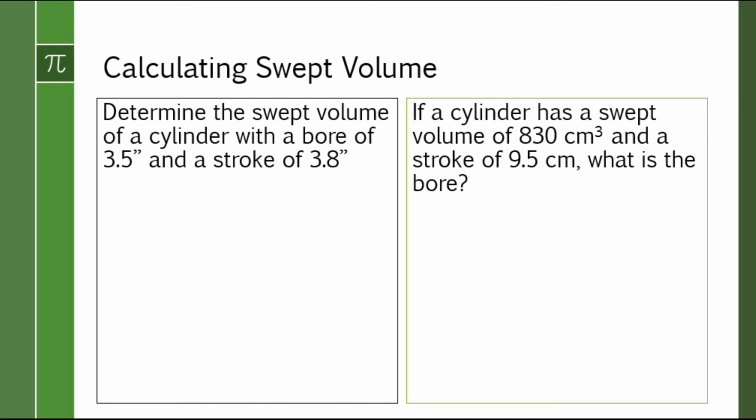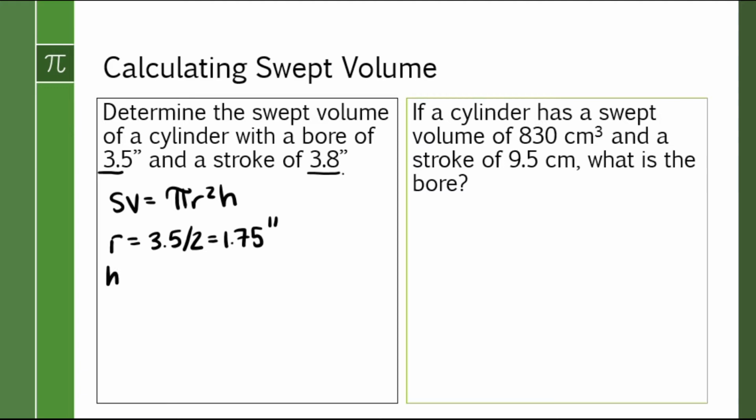So let's do some swept volume calculations, knowing what we know now. Determine the swept volume of a cylinder with a bore of 3.5 inches and a stroke of 3.8 inches. I'm going to say swept volume, but I'm going to put down pi r squared h because that's what I'm used to. I don't care which formula you used. I know that the radius is going to be the bore divided by 2, and that will be 1.75 inches. I know that the height is the stroke, which is 3.8 inches.